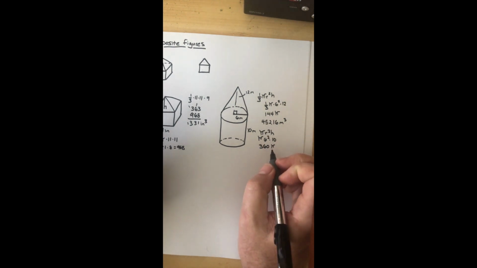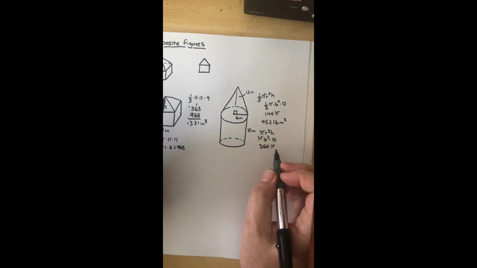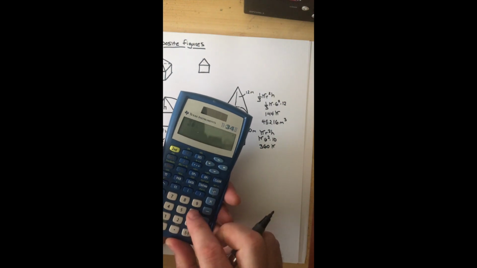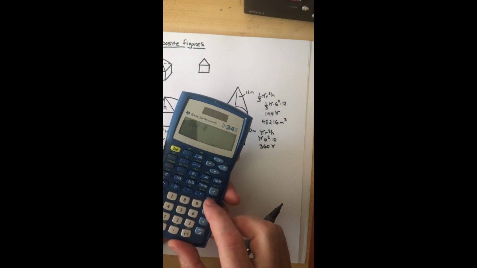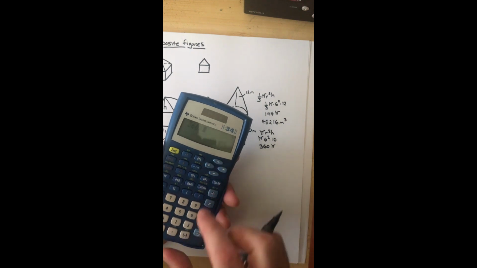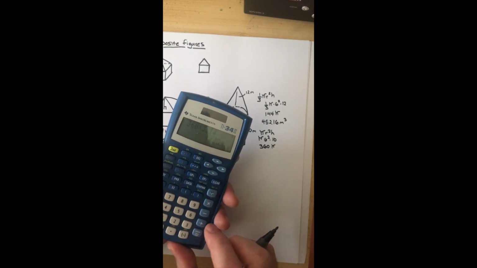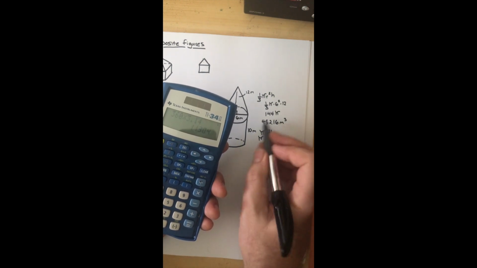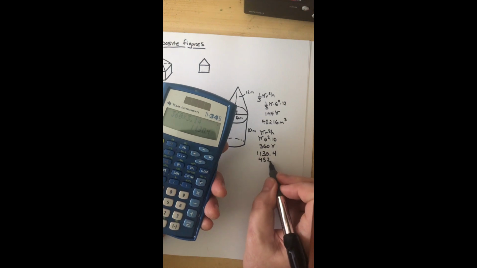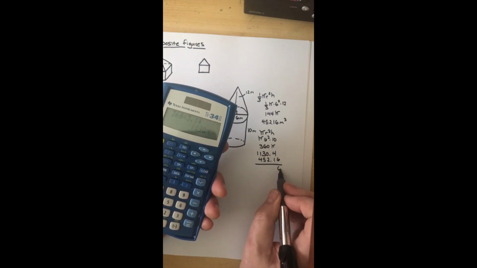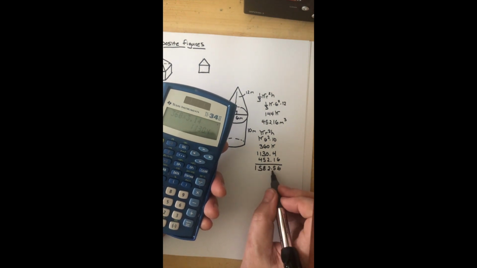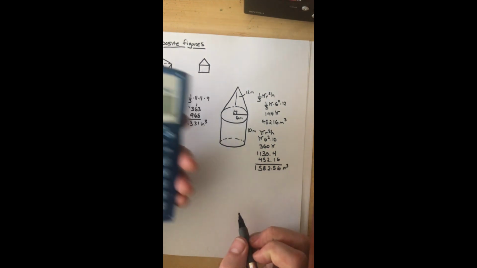I could have done 144 plus 360 and got 504 pi. And then I know my total was going to be somewhere over 1,500. But I'm doing this the long way. Or I don't know if this is the long way. That's an interesting question. 360 times 3.14 equals 1,130.4, and if I add that to this 452.16, I'm going to get 1,582.56 meters cubed. That was a lot of fun.